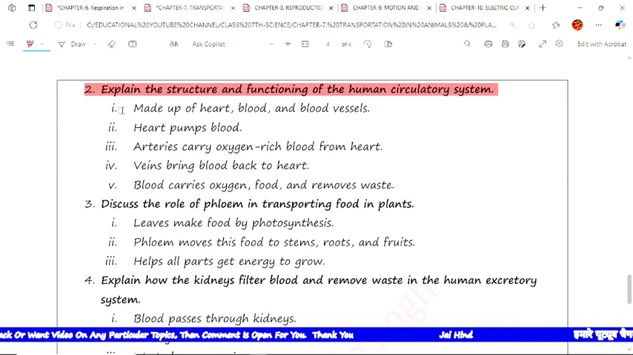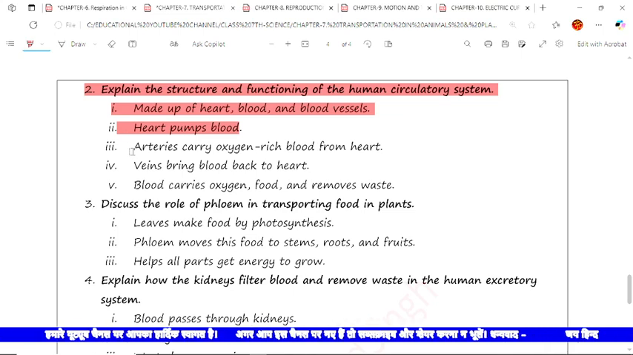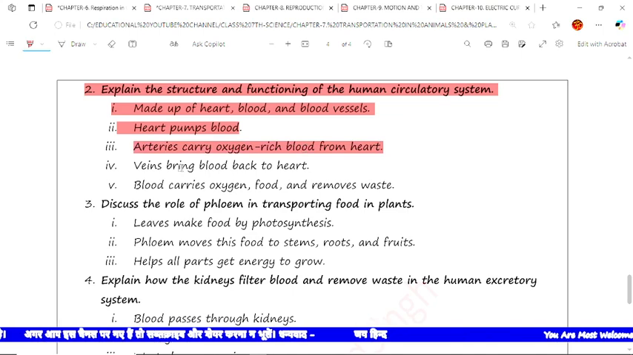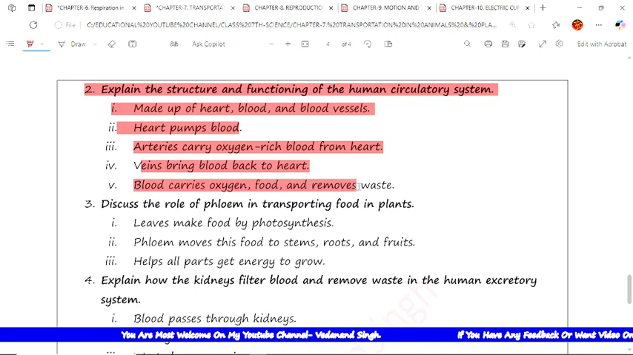The answer is first point is it is made of heart, blood and blood vessels. Second point is heart pumps blood. Third point is arteries carries oxygen rich blood from the heart. The next is veins brings the blood back to heart. The next point is blood carries oxygen, food and removes wastage.